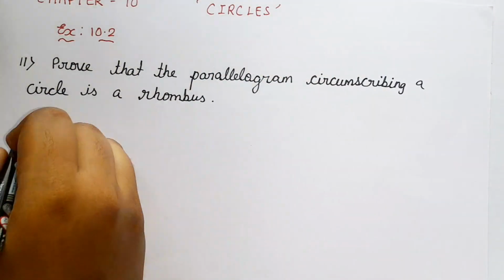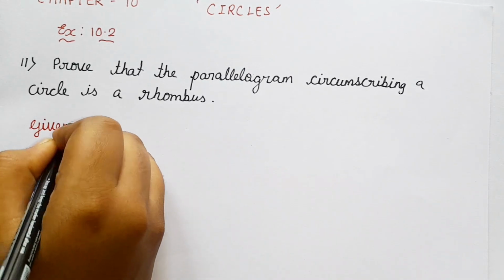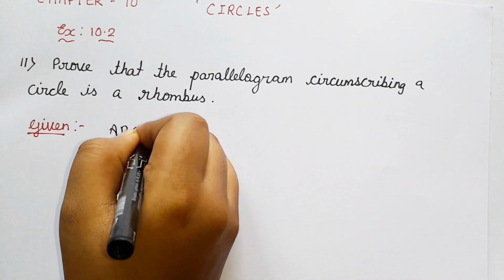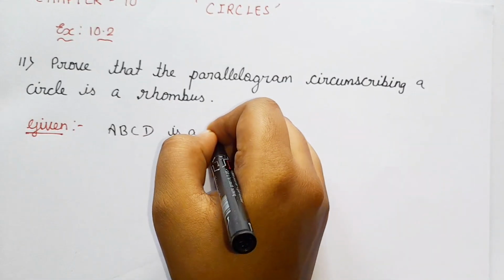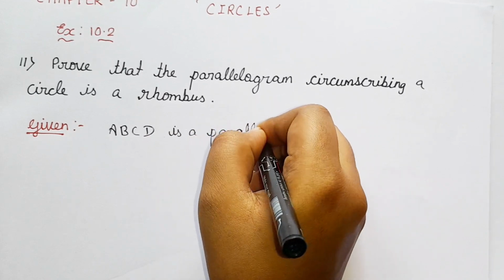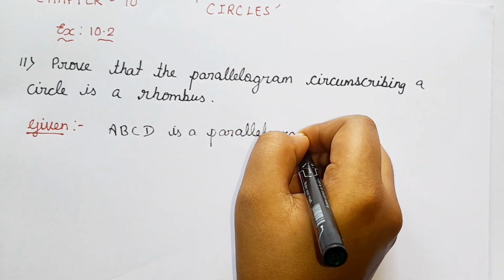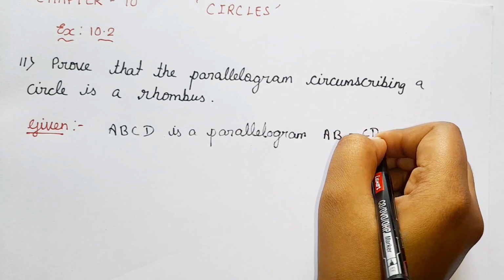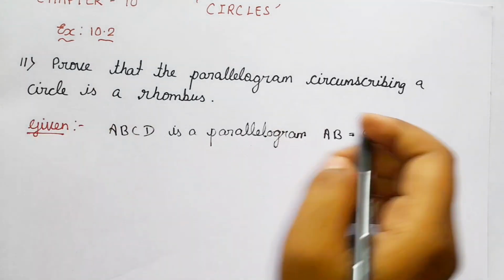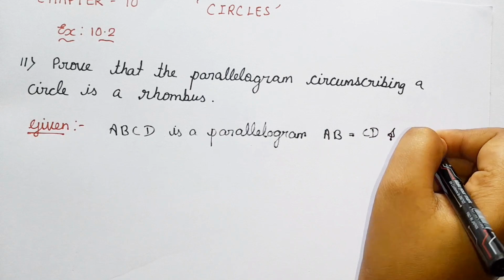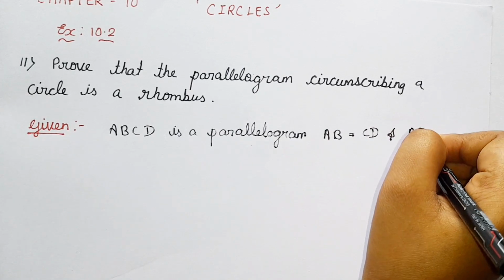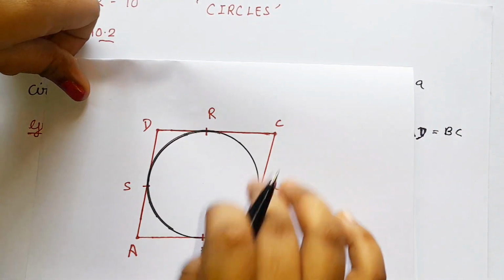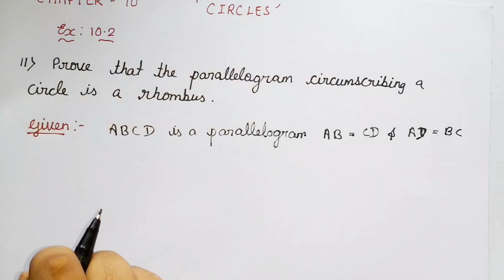Okay, so now let's write the given values. So what is given, guys? ABCD is a parallelogram, and here AB is equal to CD and AD is equal to BC. Okay, so here AD is equal to BC and AB is equal to DC. This is given, isn't it?